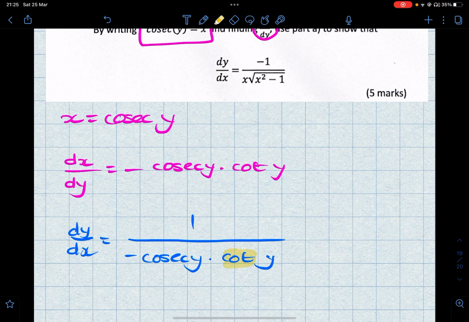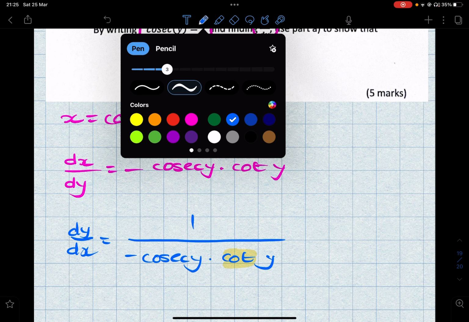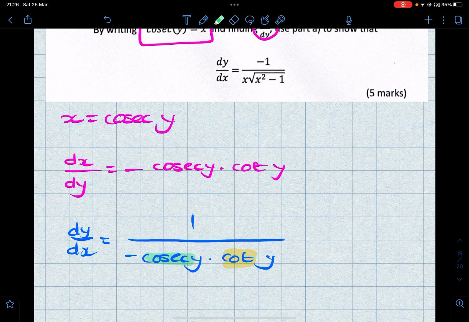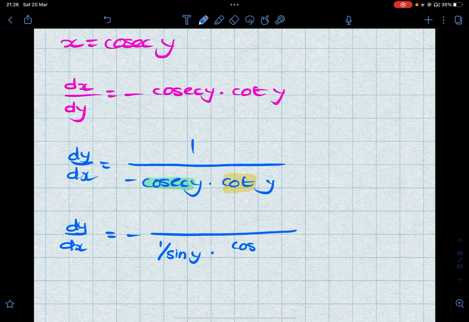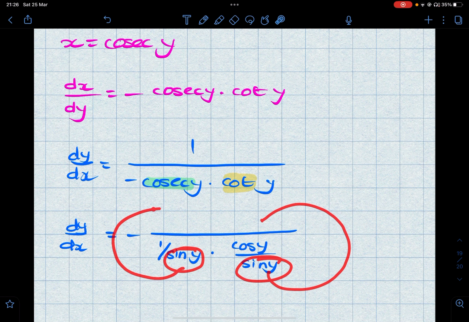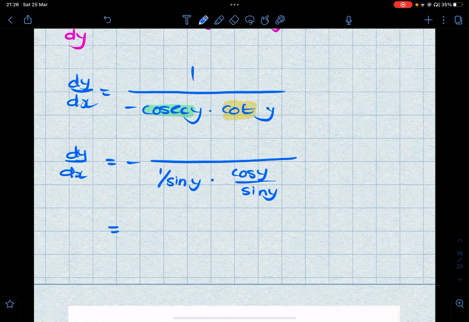Now, cotangent is just sine over cosine, isn't it? And cosecant is 1 over sine. So if you think about it, what we actually have is minus, let's write it the long way. So cosecant is 1 over sine y, and cotangent is cosine y over sine y. So the denominators of the denominators can go up here. So you end up with minus sine squared y over cosine y.